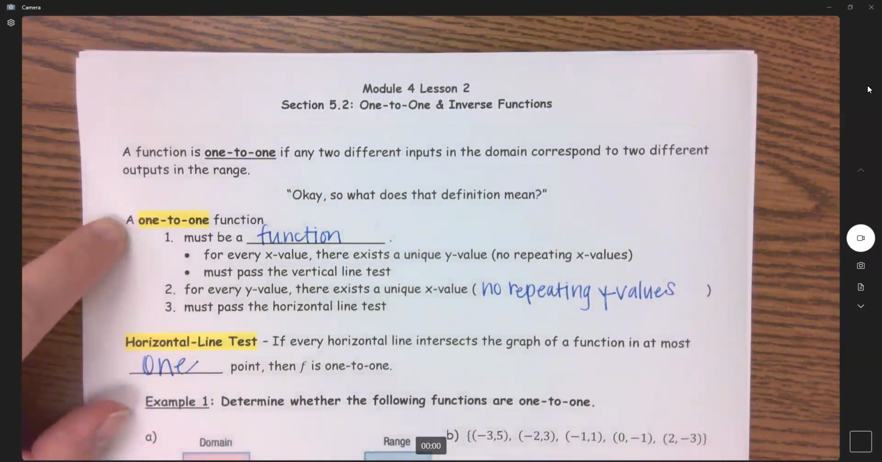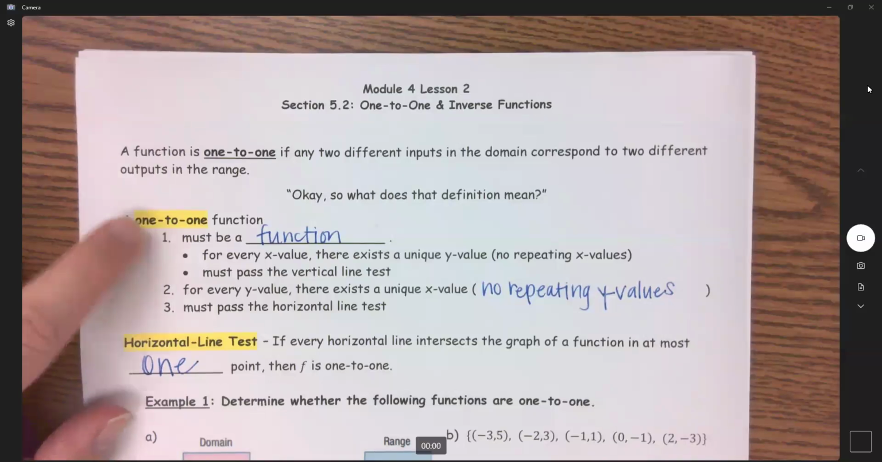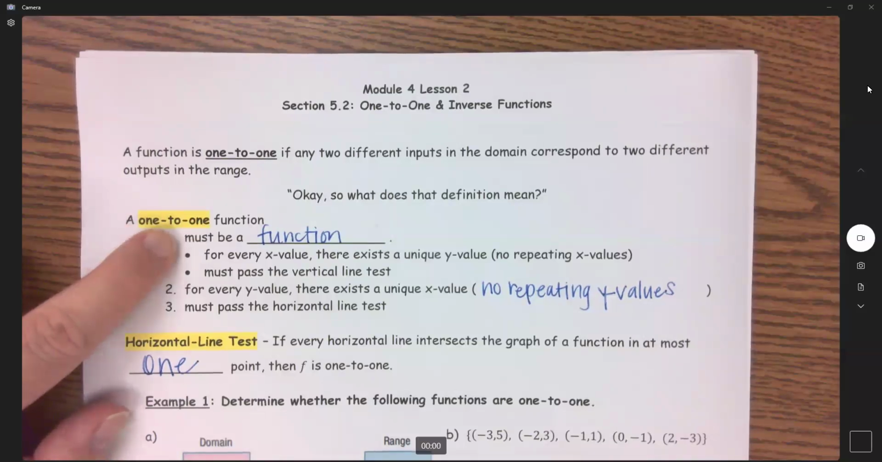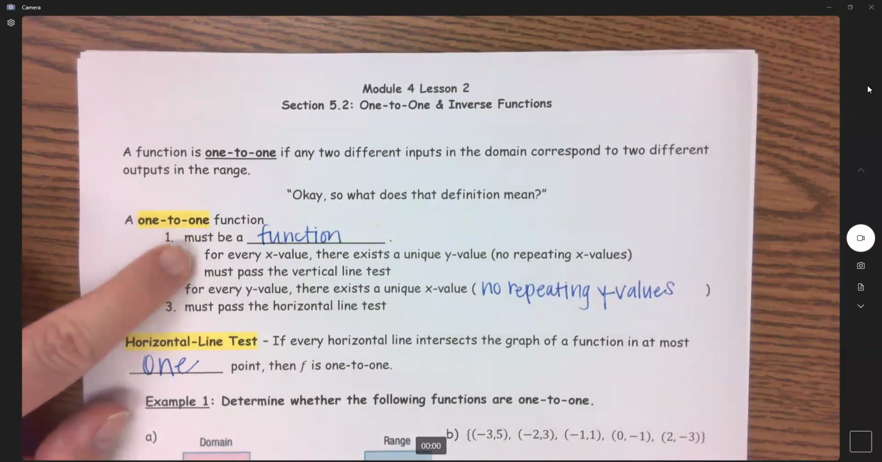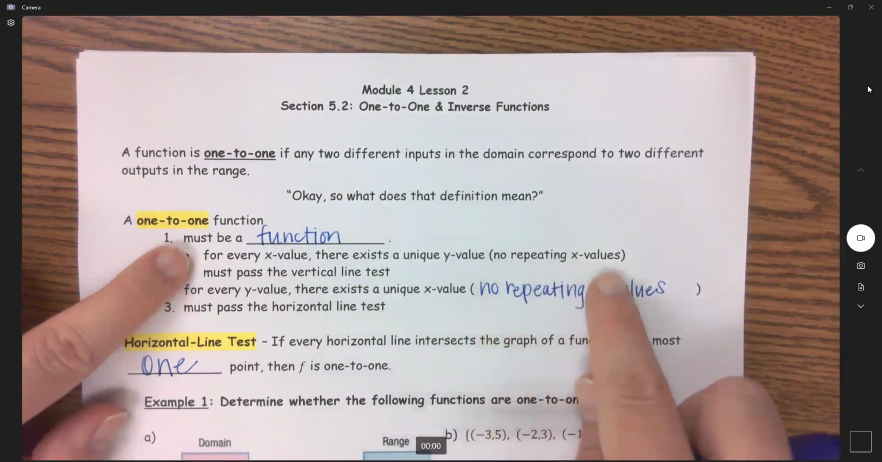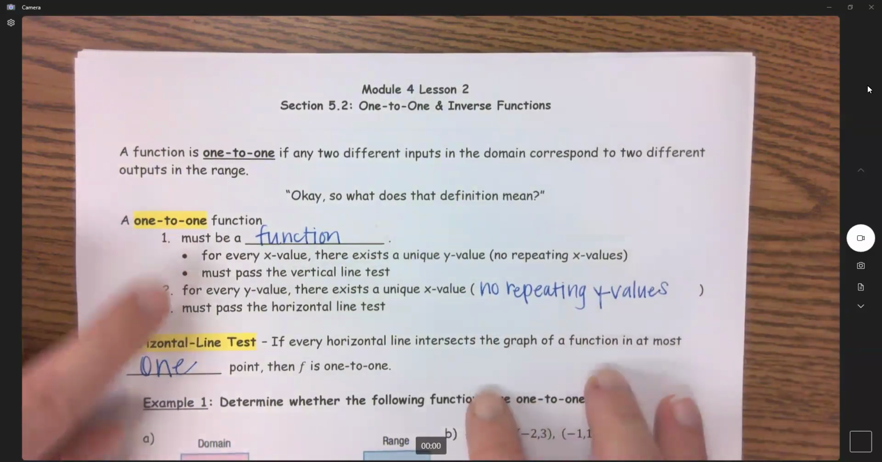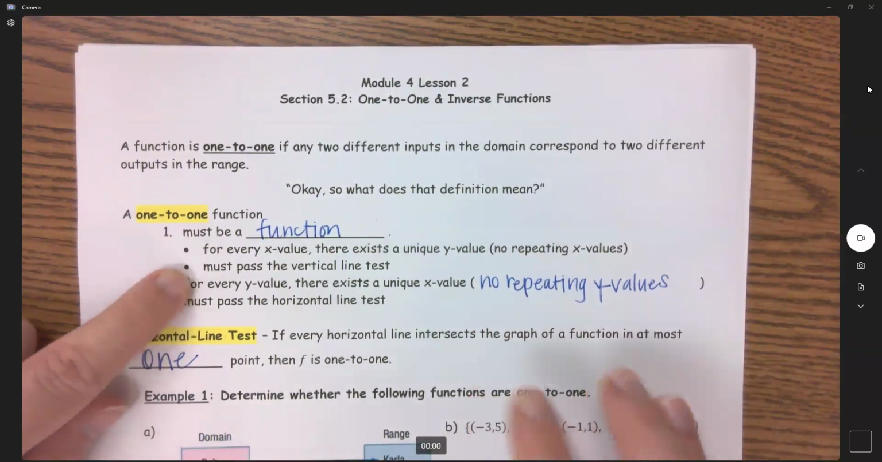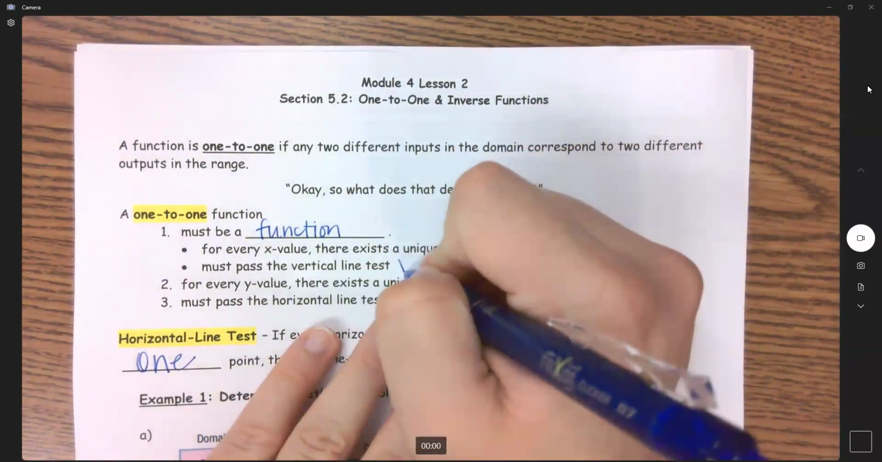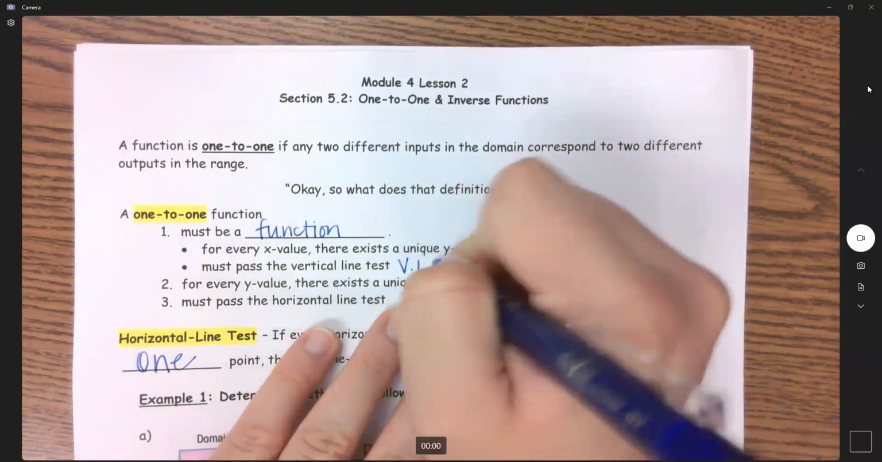For it to be a one-to-one function, first and foremost, it must be a function. And so to remind you what a function is: for every x value, there exists a unique y value, which meant no repeating x values, right? Our x couldn't cheat or repeat. And then it must pass the vertical line test, which is the VLT.